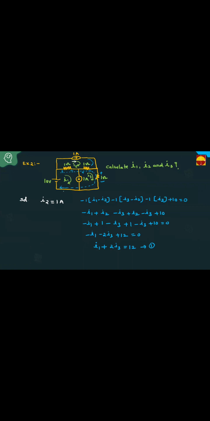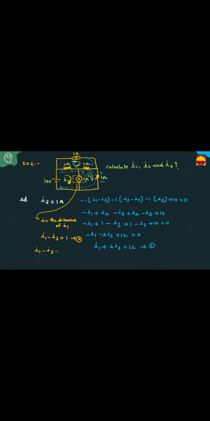Next, this is the super mesh. What is the direction of the current source? Is it in the direction of I1 or in the direction of I3? It is in the direction of I1. If it is in the direction of I1, how do we apply I1 minus I3? How much current? The current source is given as 1 ampere. I1 minus I3 equal to 1 ampere. This is equation 2. Solve these two equations.